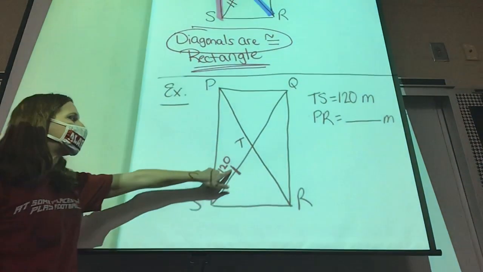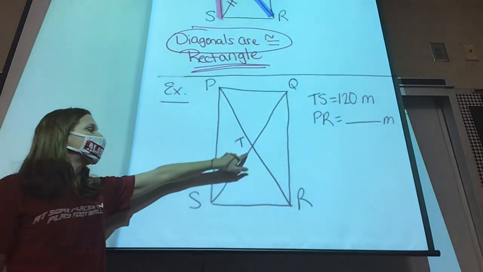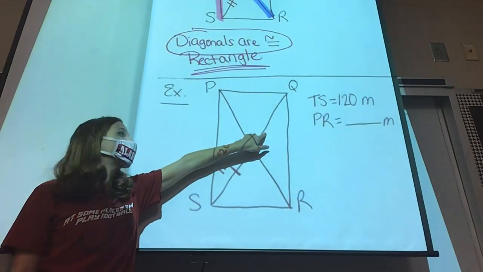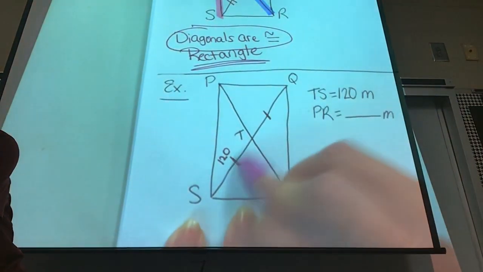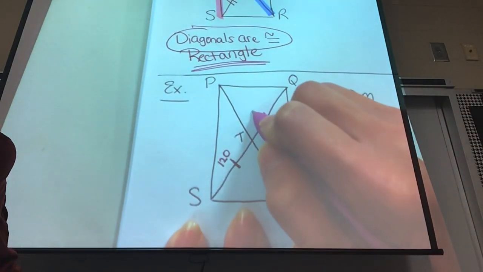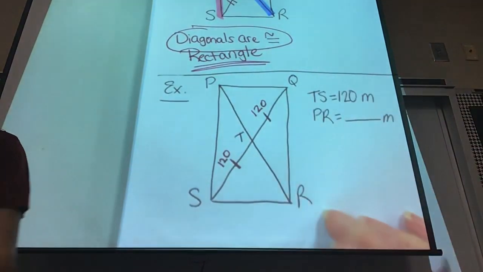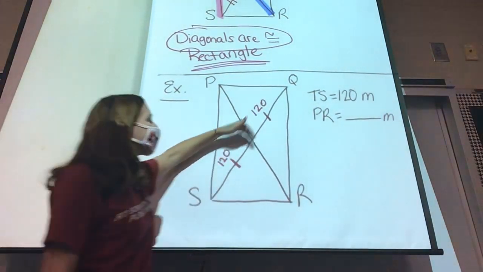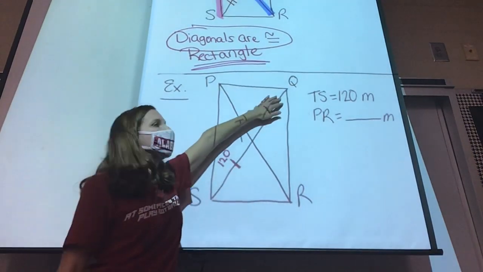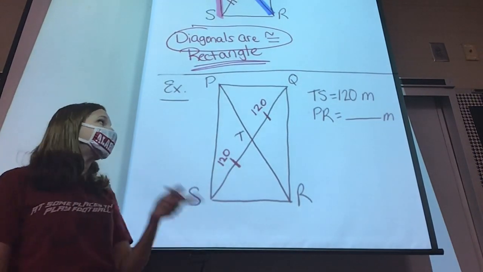So if I know that this piece is 120, what do I know about this piece? It's also 120. Because these two pieces are congruent, so I know this one is also 120. Because I know they have to be exactly the same. It cuts it in half. I know that the two pieces have to be exactly the same. So, what does that tell me about the entire line here? 240. The whole entire line is 240.